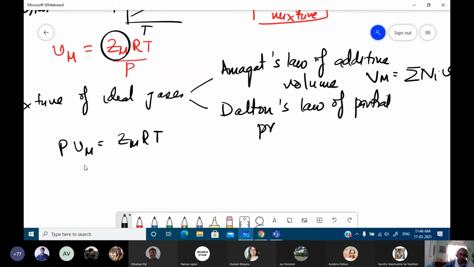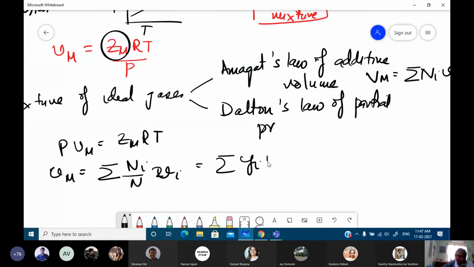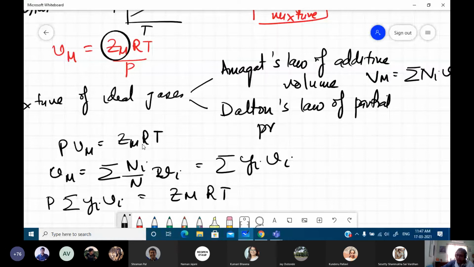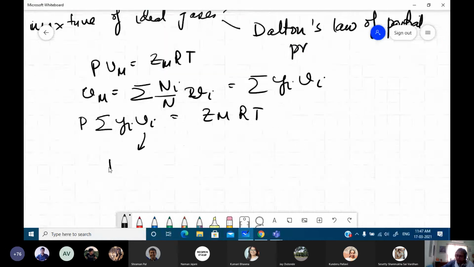Just the way you have said, this Vm is nothing but equal to Ni by N Vi, or in other words, equal to sigma Yi vi. So instead of Vm, I can write sigma Yi vi equal to Zm RT by P. For each particular Vi, I can put Vi equals Zi RT by P.